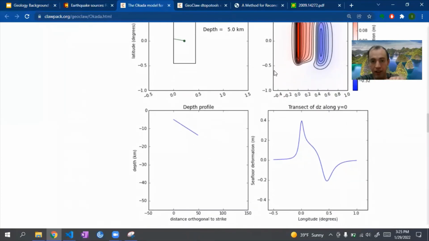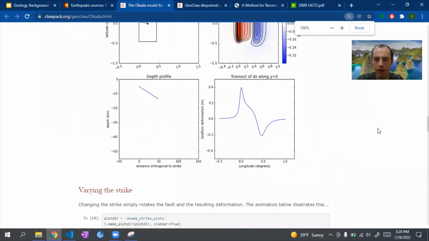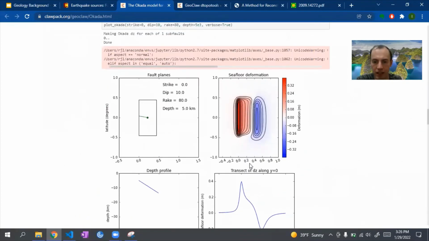If we were to look from the side profile, we get something that looks like this, showing the angle that it is going at. We also get the depth at which that fault interface is at. And what's really cool about this is that it also has a nice animation of the deformation that occurs here.